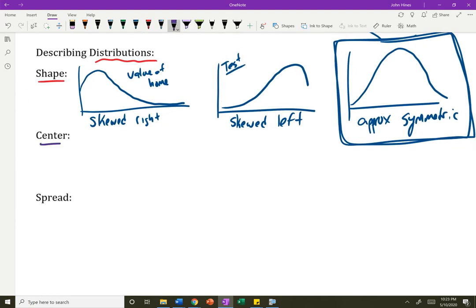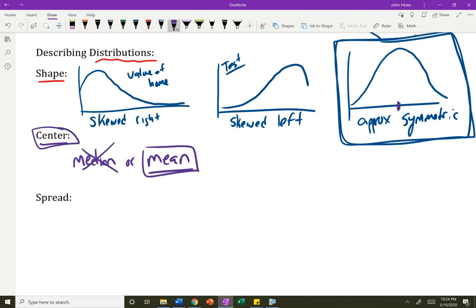We can describe the center of these distributions. In ninth grade, you learned we could describe it with the median. That's the middle number, right? The middle 50%, what cuts the data in half. Or the mean, which is the average. We're going to be talking about the mean a whole lot. The mean is simply the center. It's the average of the data. It's the balancing point of a distribution. So the mean is what we're going to use to describe the center of our distributions.